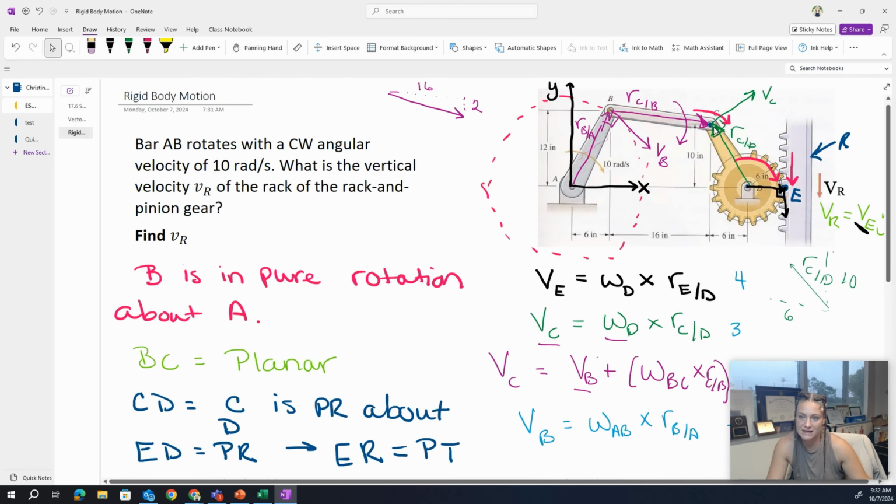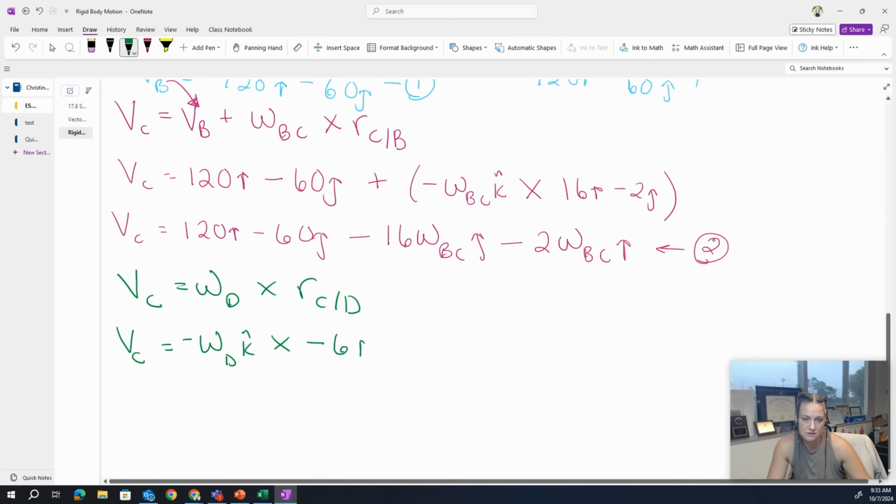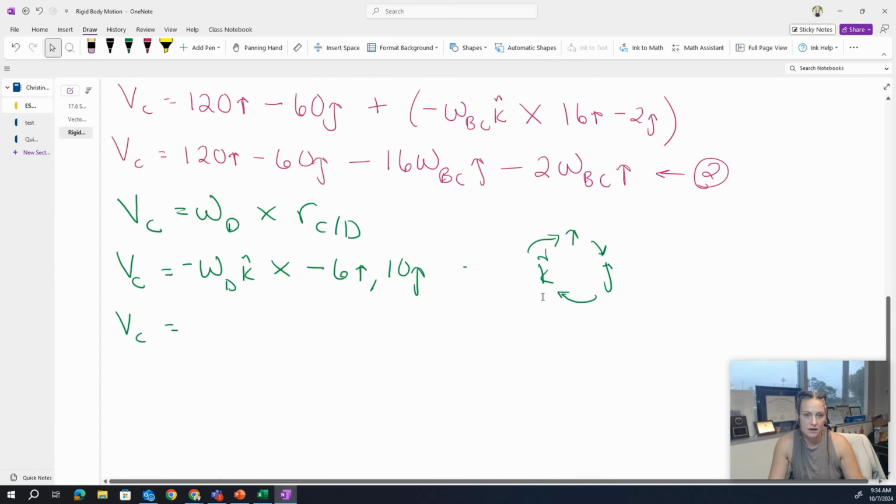D. So that's going to be a -6 inches and a +10. Okay, so we have VC equals K. So I'm doing this in my head. I don't know if that's confusing people or not, but I kind of use this method along with this one. And I'm going to do K cross I, that's positive, and we have two negatives, which is also a positive. So I'm going to have +6 omega D in the J. And then I'm going to have K cross J, which is negative, but you have another negative there, which is going to be +10 omega D in the I.